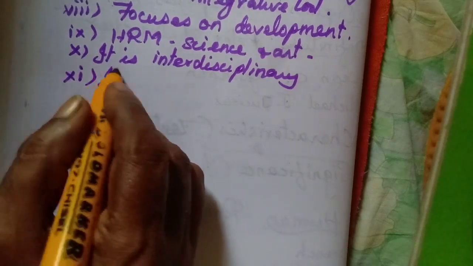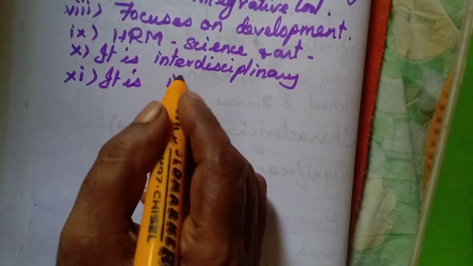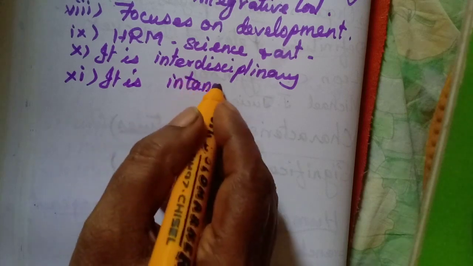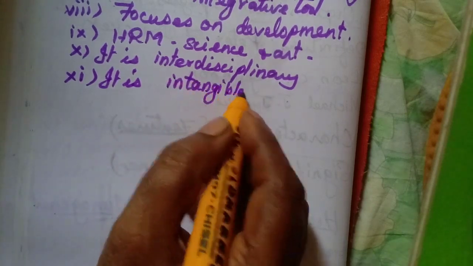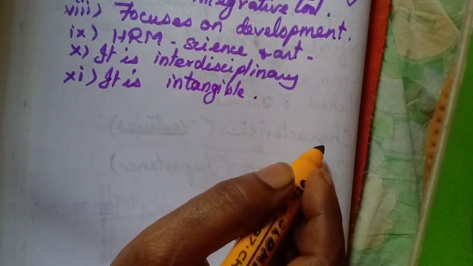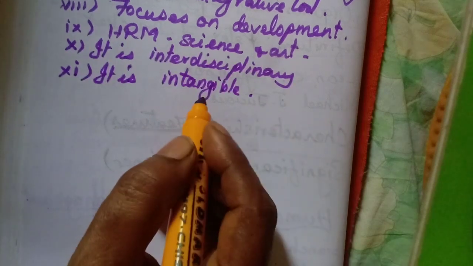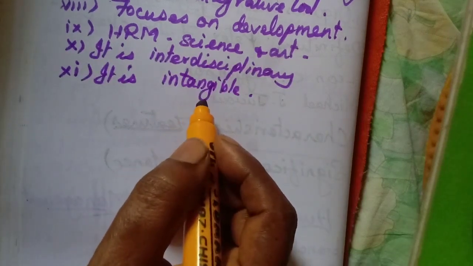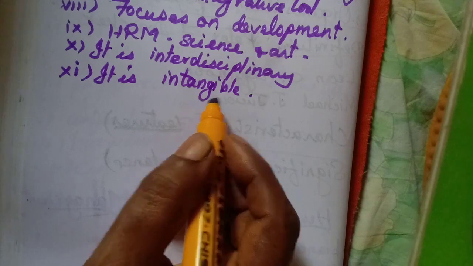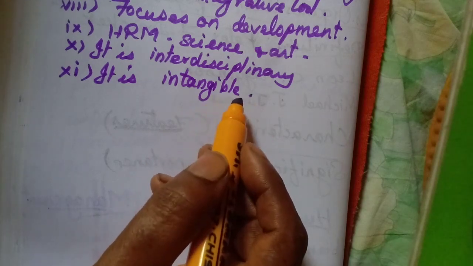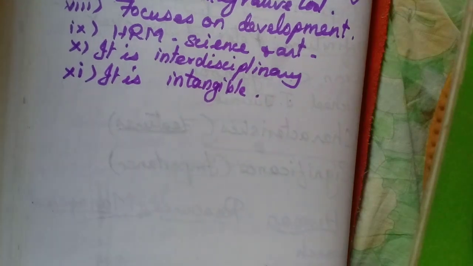Then it is intangible. We cannot see. Operating a machine is tangible, isn't it? But dealing with human beings is intangible. We cannot see and touch, we can only feel. Okay, students.